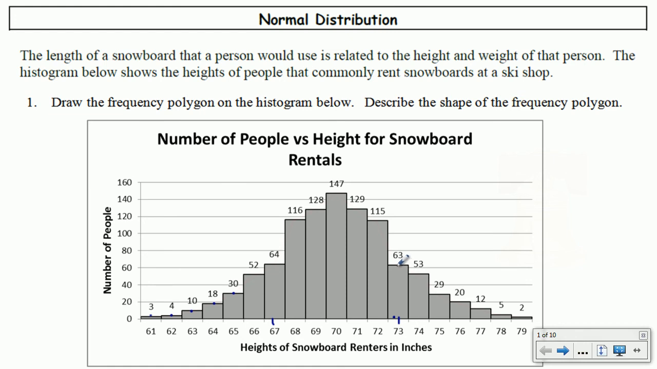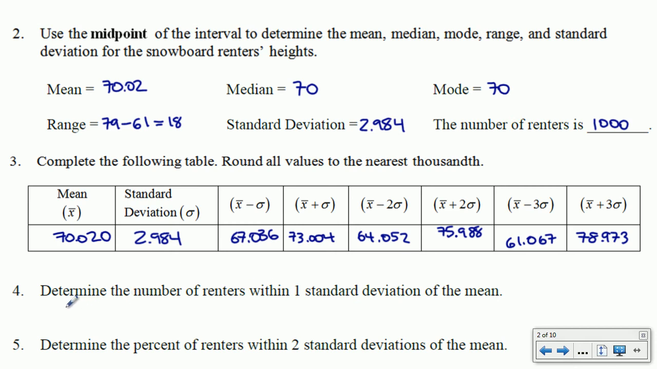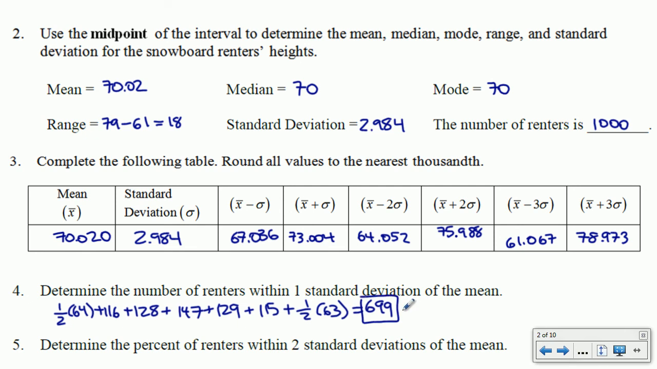We're going to assume that there are some below 73, like 72.8-ish, and some above 73, like 73.2 or 73.1. So we're going to cut this number in half as well. So the number of renters within one standard deviation is going to be given by this: 1/2 of 64 plus 116 plus 128 plus 147 plus 129 plus 115 plus 1/2 of 63, which gives us about 699. And because we're dealing with 1,000 people, if we divided this by 1,000, we would get 69.9%.